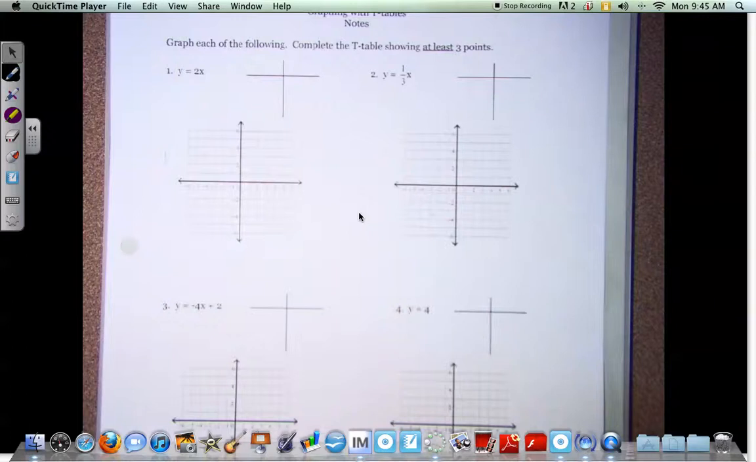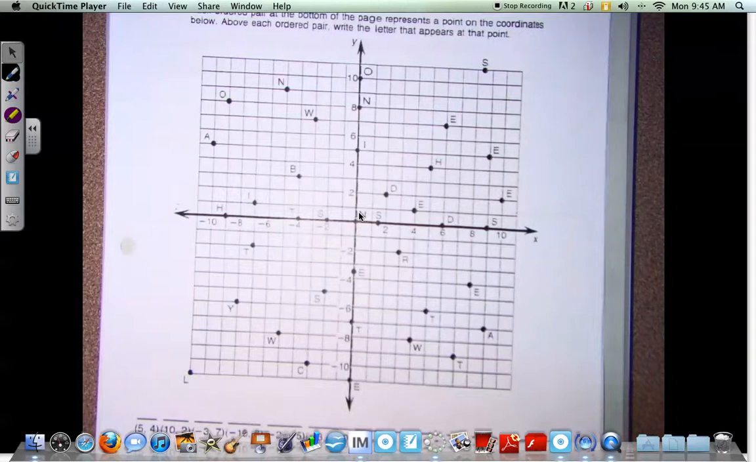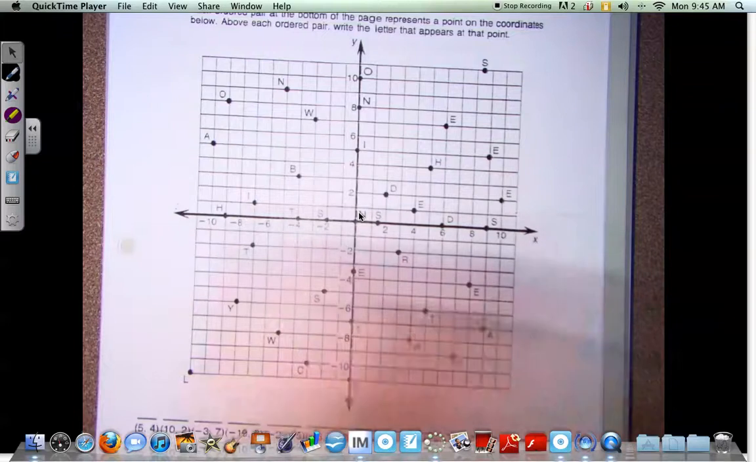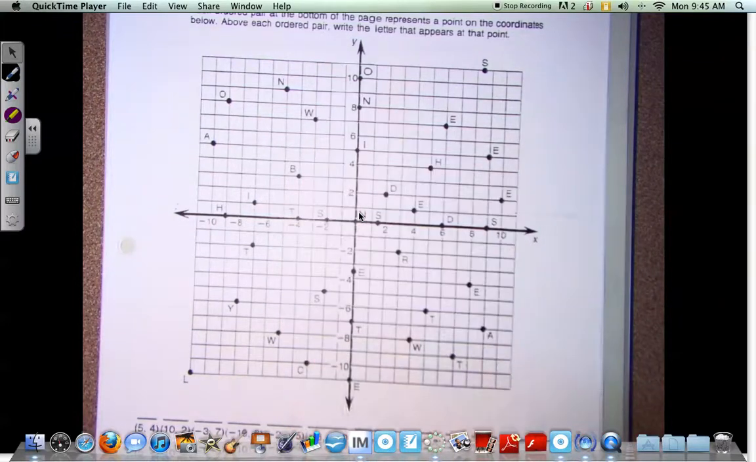All right, so on the warm-up, you guys were given points, and you had to find the corresponding letter. So 5 corresponds with which axis, the X or the Y? X. It corresponds with the X.